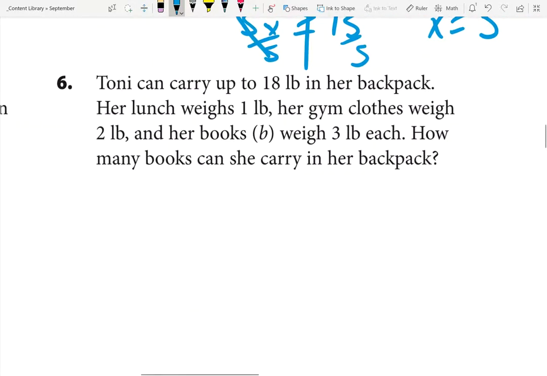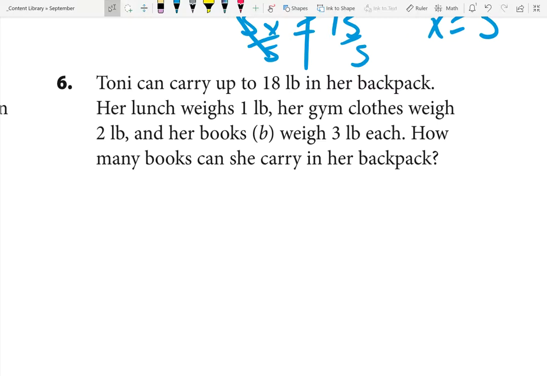Now, number 6, Tony can carry up to 18 pounds in her backpack. Her lunch weighs 1 pound, her gym clothes weigh 2 pounds, and her books weigh 3 pounds each. How many books can she carry in her backpack? So what we have to do is add up all the weight in her backpack until it's up to 18, right? She cannot have more than 18. So she can carry fewer than 18 pounds or 18 pounds exactly. But she can't carry any more than 18 pounds.